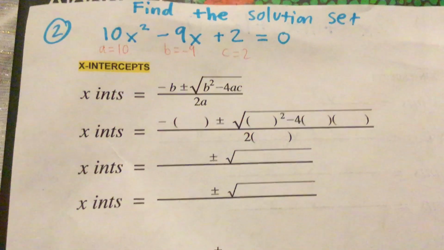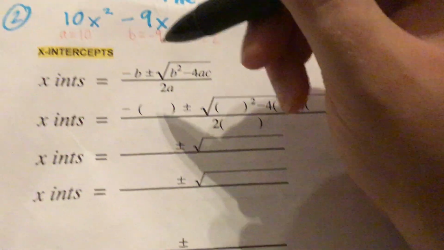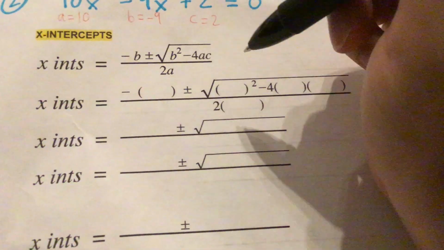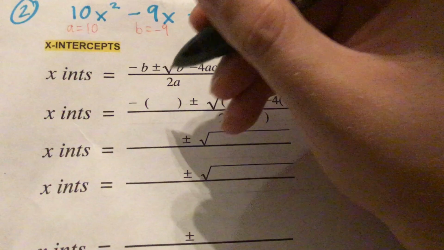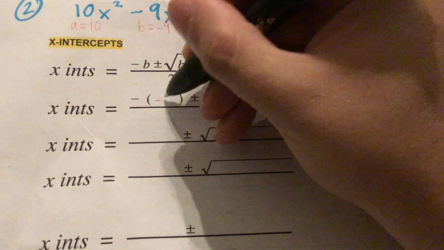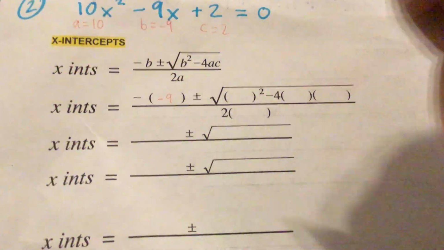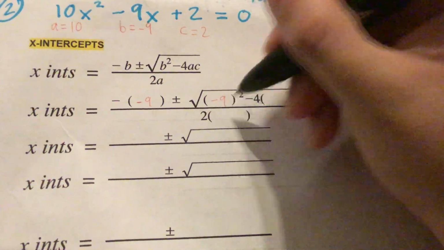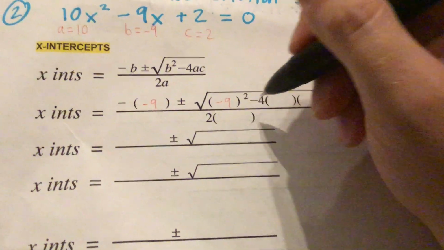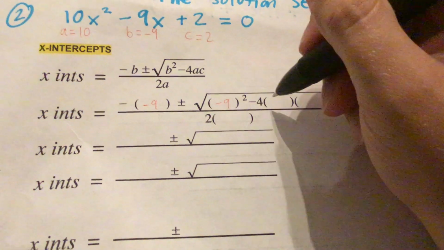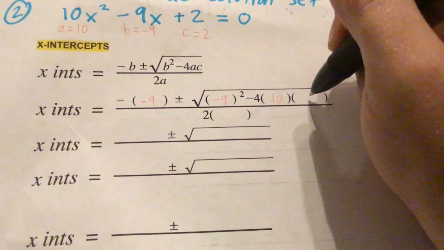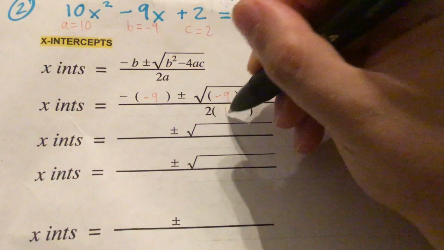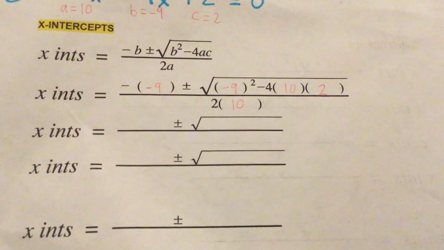So now that we've got our A, B, and C, let's plug in the quadratic formula. Negative B plus or minus the square root of B squared minus 4AC over 2A. So we've got negative B. Well, B is negative 9. Plus or minus the square root of B squared, which in this case is negative 9 as well, minus 4 times A, which is 10, times C, which is 2. All that over 2 times A, which is 10. So now let's clean this up.